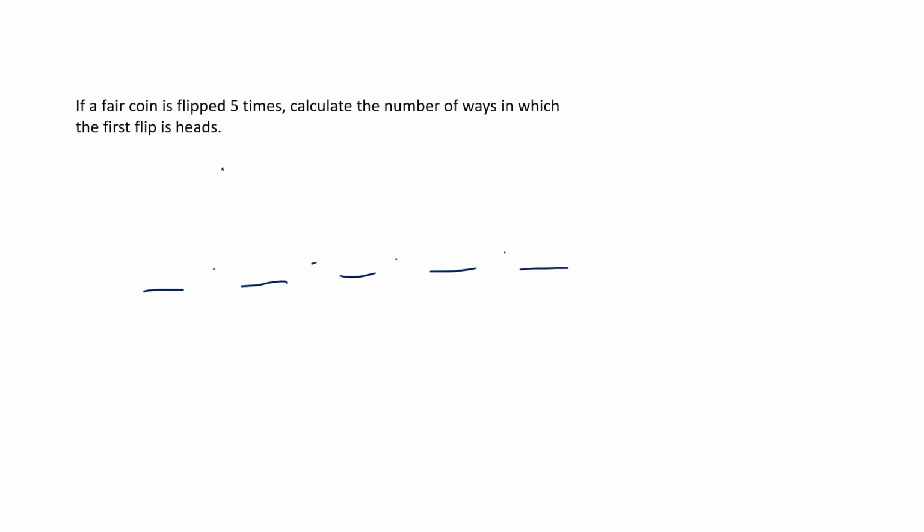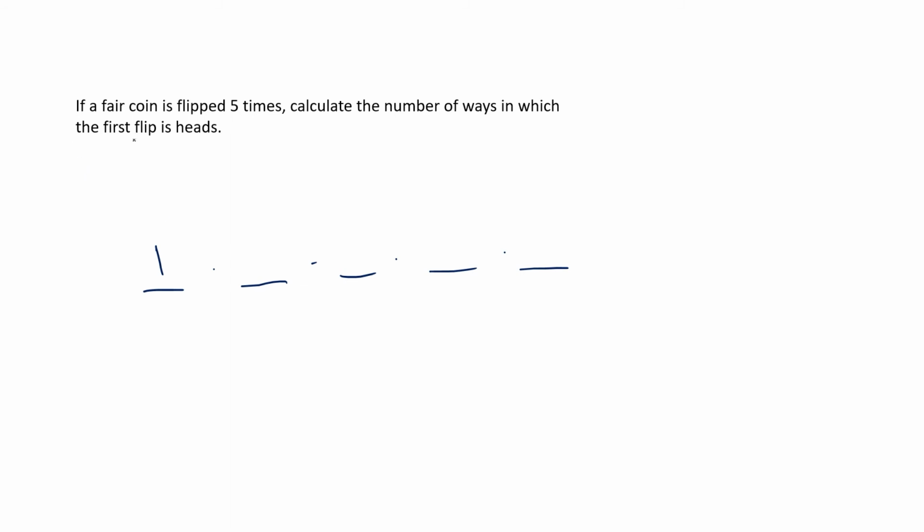But we've got the stipulation that the first flip is heads, which all that means is that for our first flip, we only have one option. Now, when we multiply this all out, that's why I was saying it almost removes this. And this could go for any of them. So if it said calculate number of ways in which the third flip is heads, then you would also have to put a 1 in the third one.